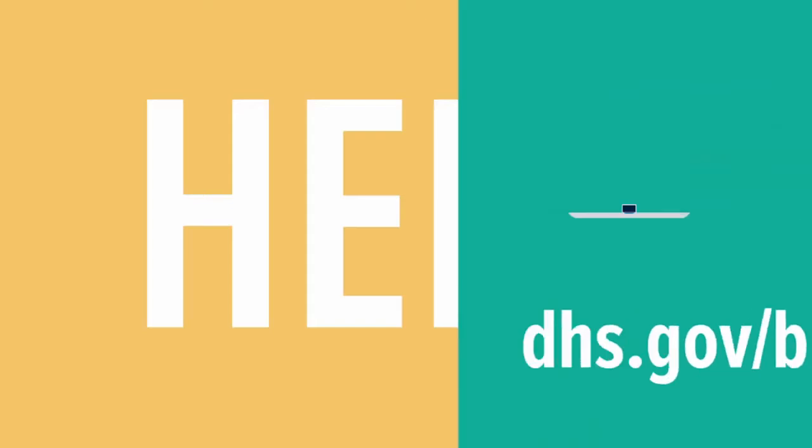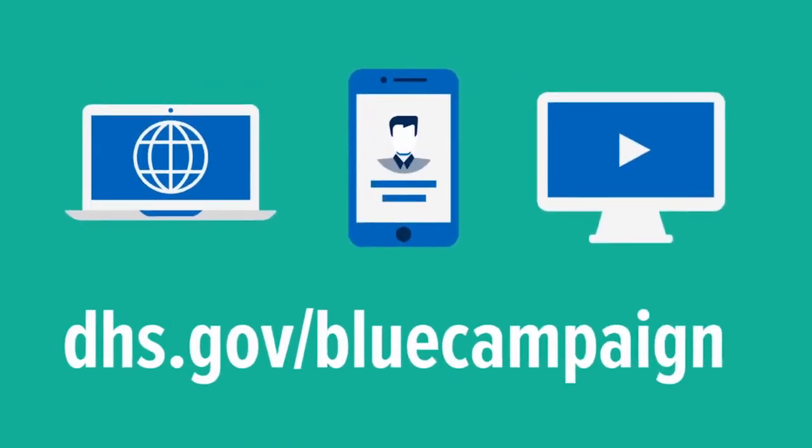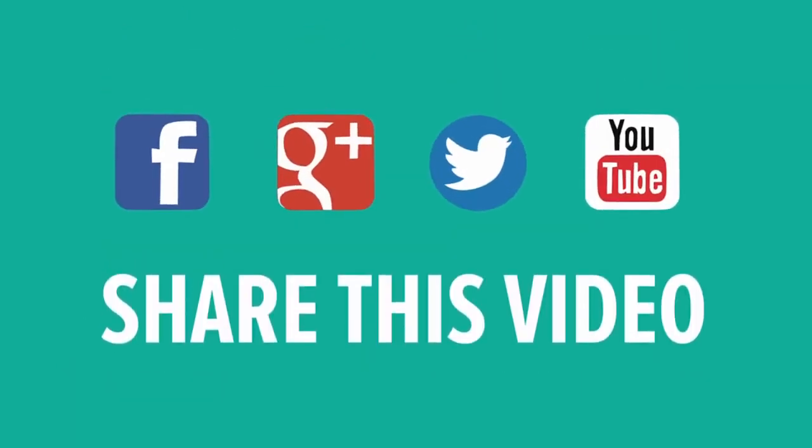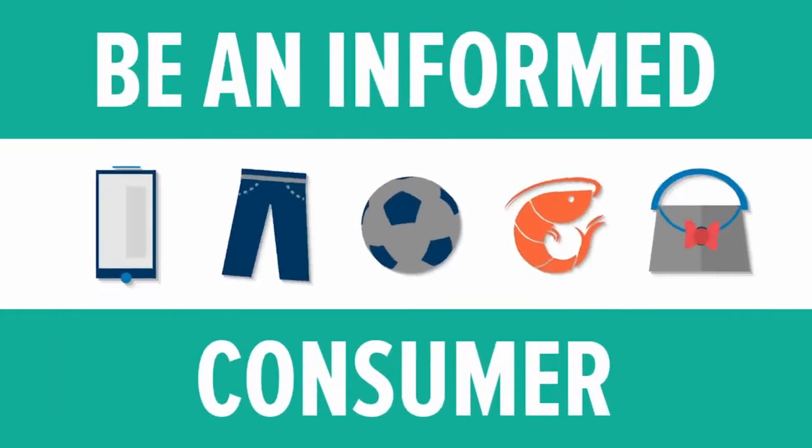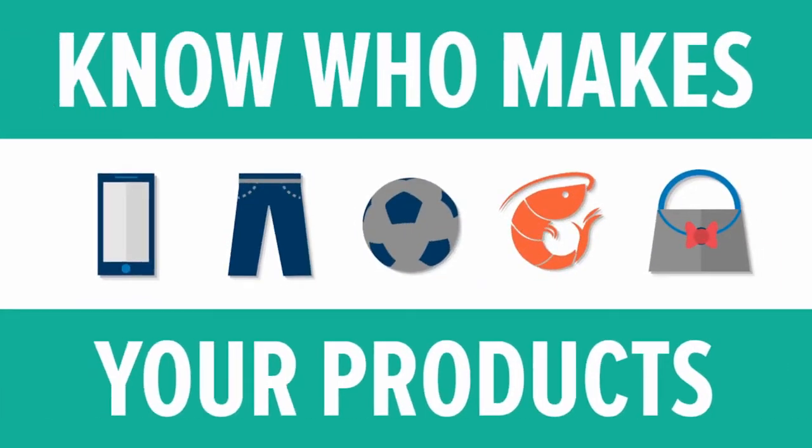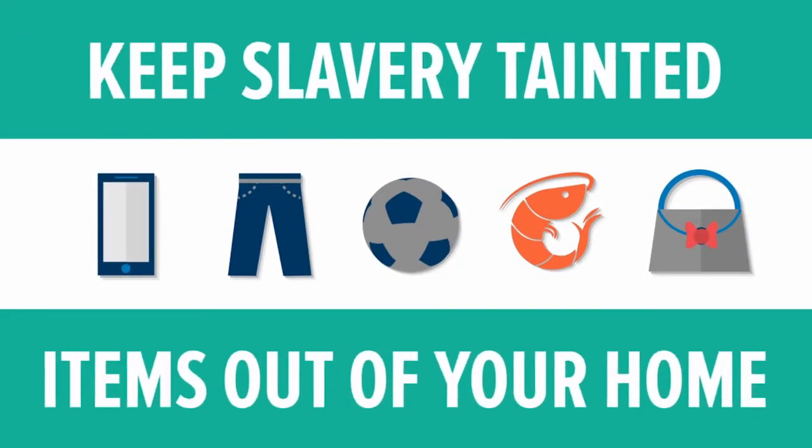We need your help. So what can you do to stop human trafficking? Visit the Blue Campaign website to learn more about the signs and indicators of human trafficking. Share this video on social media to help bring this crime out of the shadows. Be an informed consumer. Know who makes the products you buy and the food you eat to help keep slavery-tainted items out of your home.